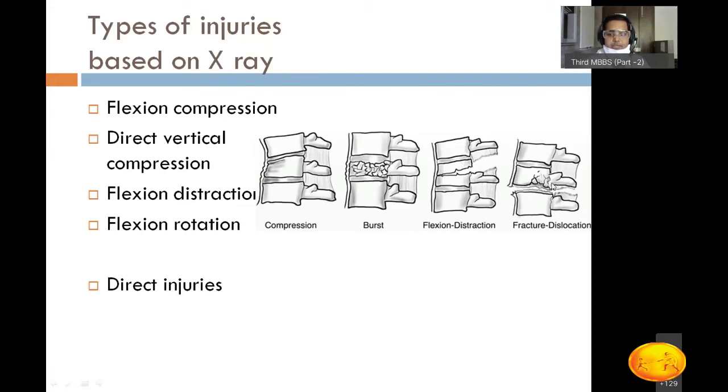And the last, which is the most dangerous of all these three injuries, is flexion rotation leading to fracture dislocation of the spinal column. All three columns are affected: anterior, middle and posterior. Direct injuries, as we discussed, are less common, which are either because of sharp objects or firearms.